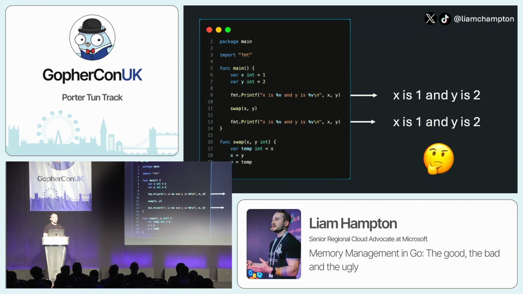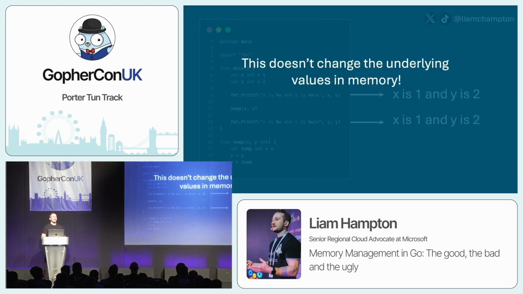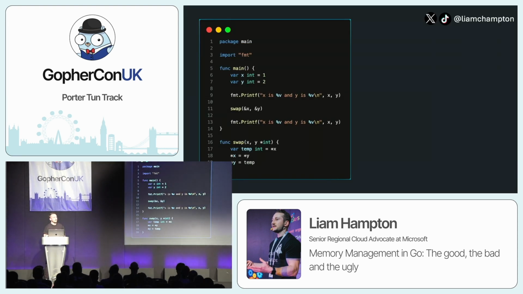However, that's not the case. I still get x is 1, y is 2. Now, people who have written Go would probably understand why this is happening, but I wasn't changing the value in memory. I was simply just changing a copy of those variables. So here's the fixed code. And this took me a while to figure out when I was learning a couple of years ago.